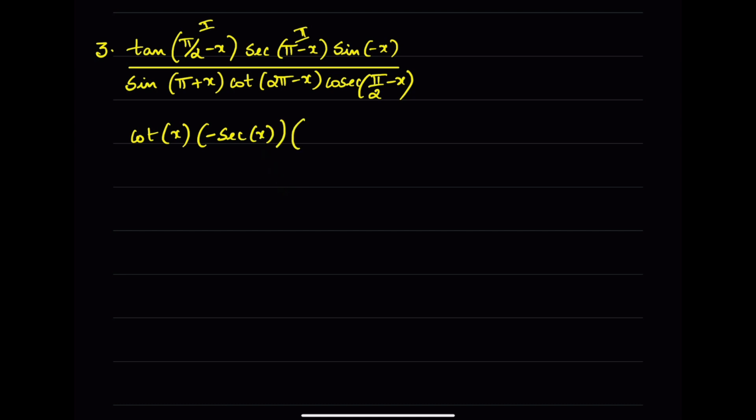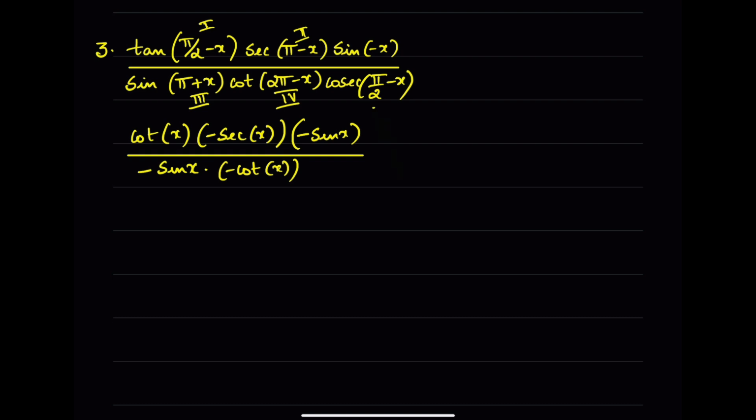Now sine of minus x is minus sine x. Let's solve the denominator now. Now we have sine of pi plus x. So this will be third quadrant, and in third quadrant sine is negative. So we will have minus sine x, and cot of 2 pi minus x. So this will be the fourth quadrant, and in fourth quadrant cot and tan are negative. So we will have minus cot of x.